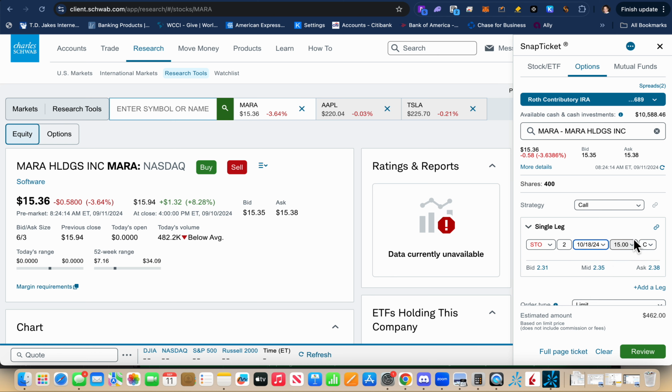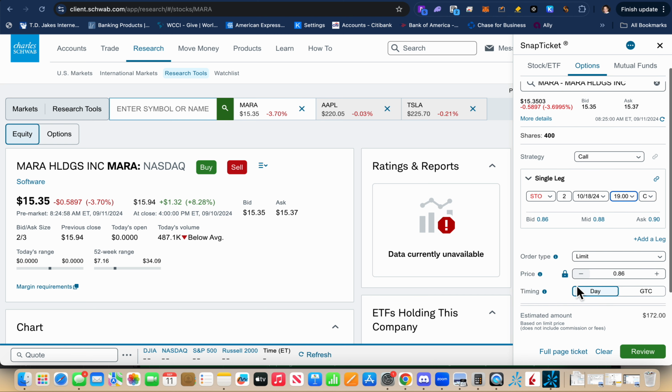The next important thing is the strike price. Strike price is super important. What you want to select is the minimum price that you're willing to sell your shares for. Most important thing is, of course, you want to make a profit, so you want to make sure that you have a price that's at or higher than your cost basis. So in my case, I'm willing to sell these shares at, say, $19 a share. If I can get $19 a share, I would be willing to sell 200 shares of my MAR stock.